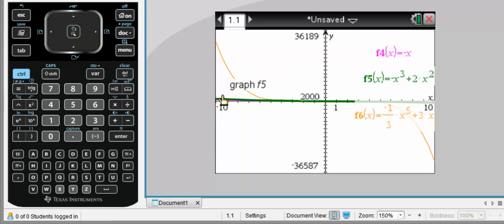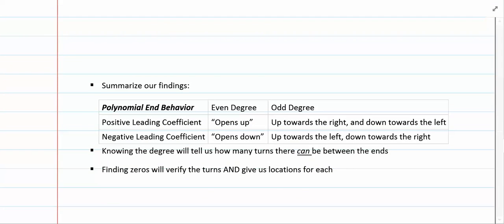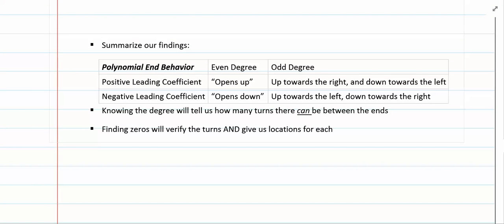So as we decrease our x value, the function then increases when our leading coefficient is negative. So let's switch back to our notes and summarize our findings. Essentially what we're saying is that for a positive leading coefficient, if we have an even degree polynomial, then the graph will open up. This is an example of a graph that opens up.